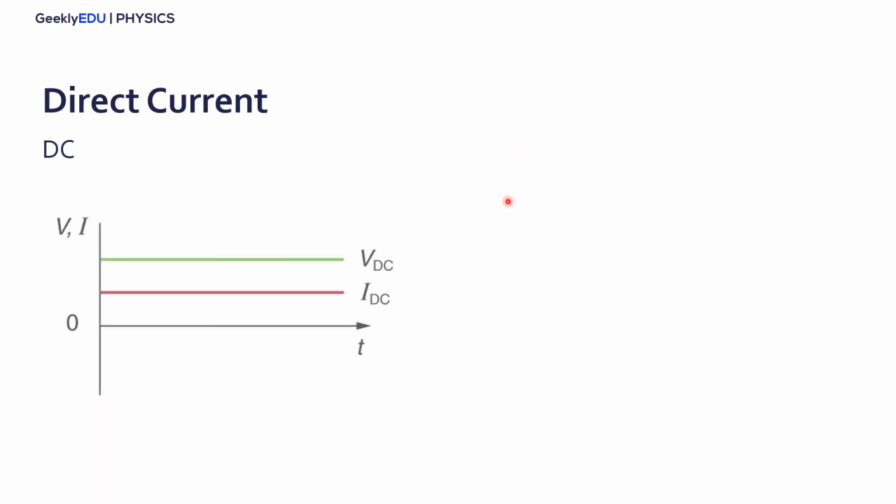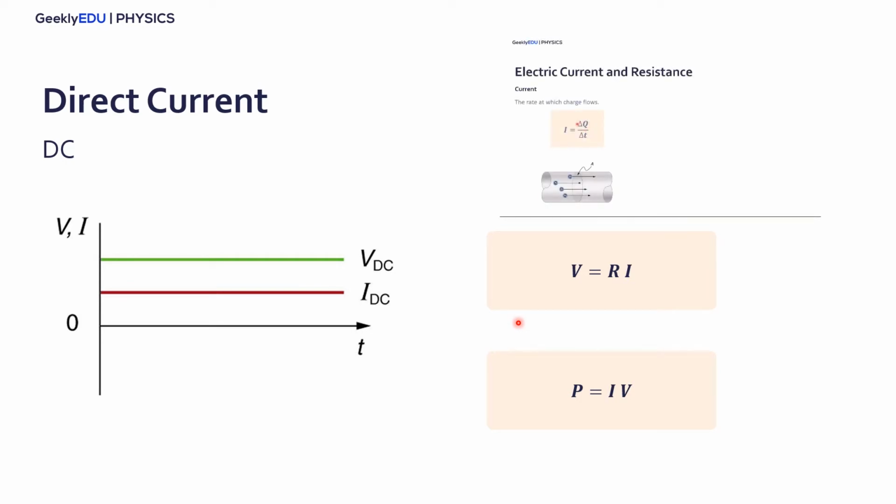Okay, so let's start with direct current. We know that the voltage and current are constant over time. For a simple circuit with one resistance, we can apply just Ohm's law: V equals R times I, and power equals the current times the voltage. If you have doubts about how to apply Ohm's law, you can check our video on Ohm's law.